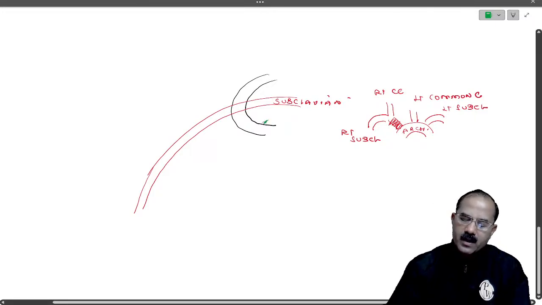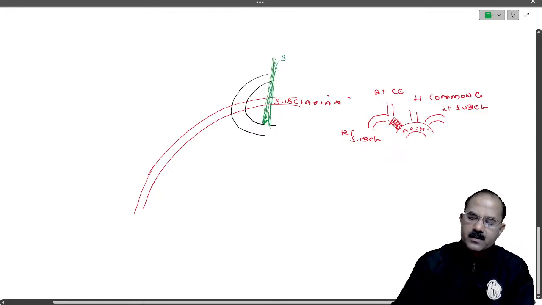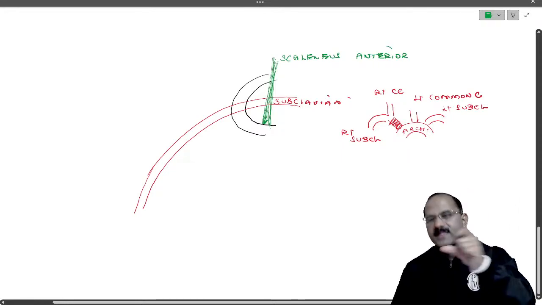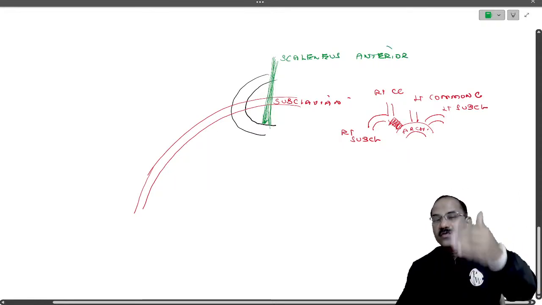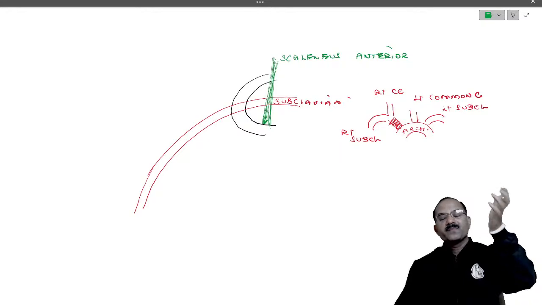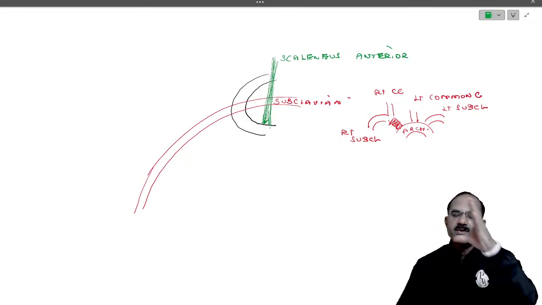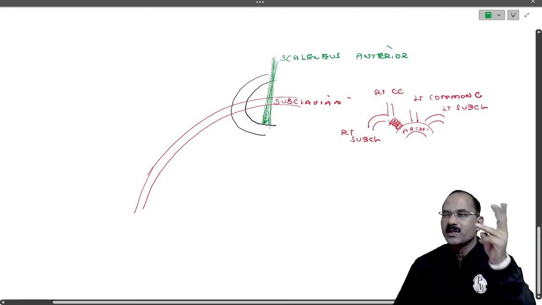Now what is this muscle? ये first rib है. यहाँ पे एक tubercle है. What is the name of this tubercle? Scalene tubercle. And what is this muscle? This is scalenus anterior. And ये जो scalenus anterior है ना, it lies in front of the subclavian artery. This scalenus anterior is going to divide the subclavian artery into three parts.